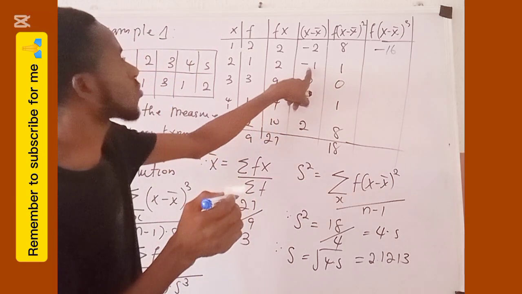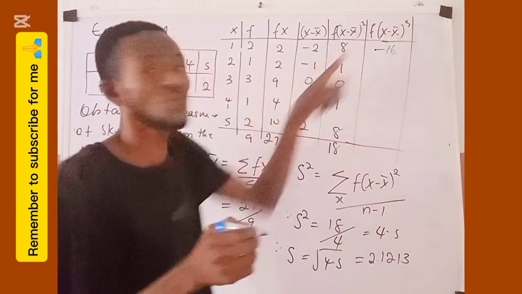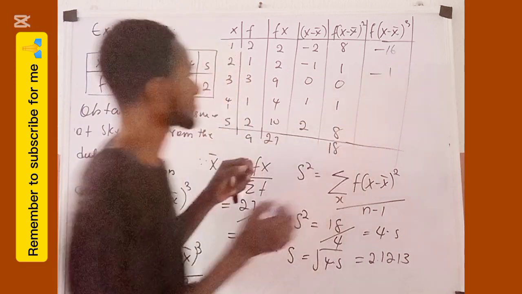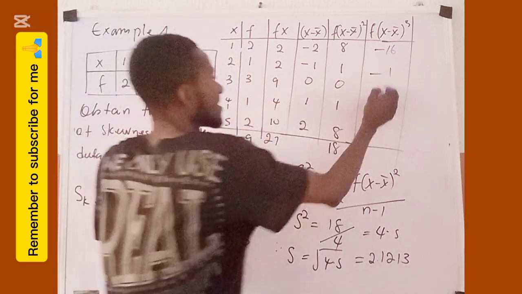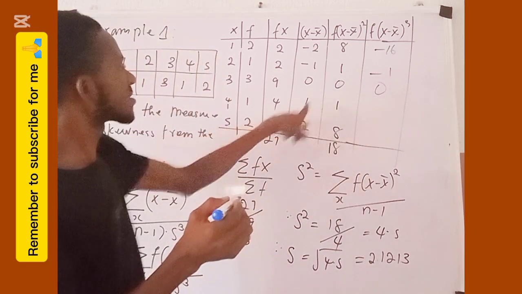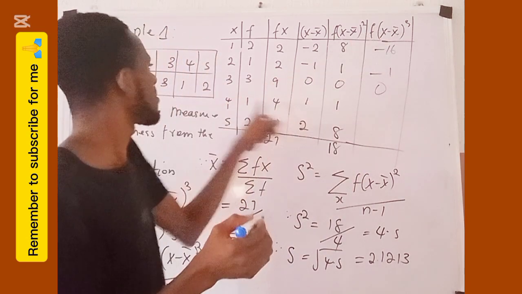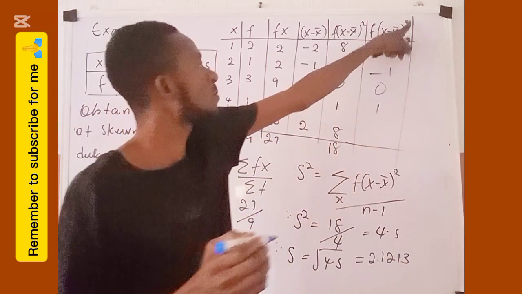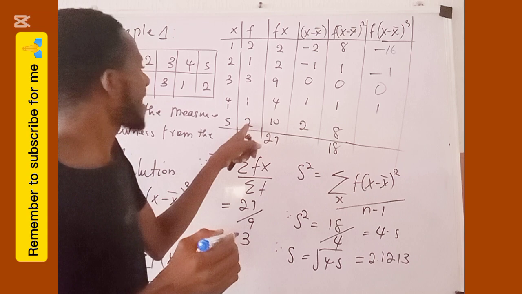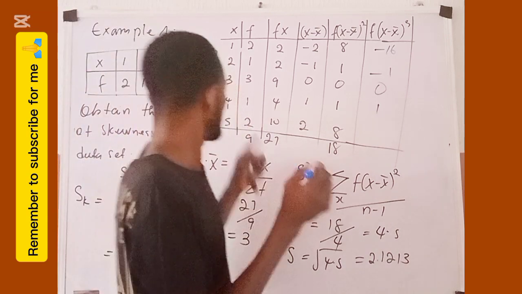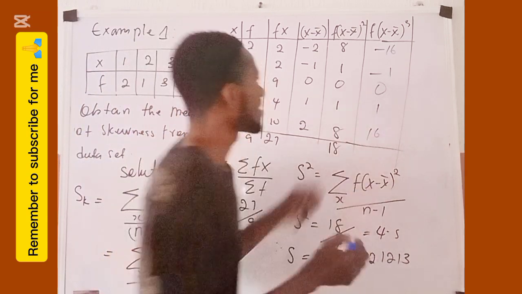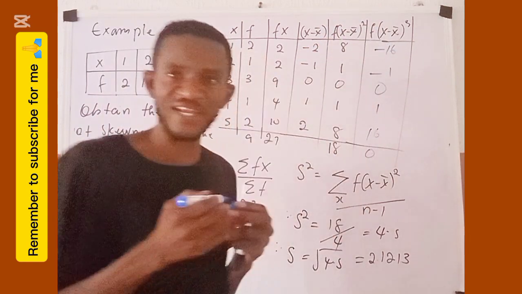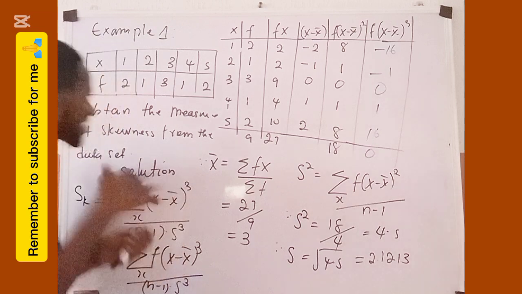Here, I have minus 1. Minus 1 raised to power 3 will equally give me minus 1. Minus 1 times this 1 here will give me minus 1. Here is 0. Everything here has to give me 0. Here is my 1. 1 raised to power 3 is 1. Multiplied by this frequency 1 will give me 1. Here is my 2. 2 raised to power 3 will give me 8. Multiplied by this 2 here now will give me 16. So I have 16. And when you sum everything here, it is going to give you 0 quickly. When it gives you 0, you now rejoice.